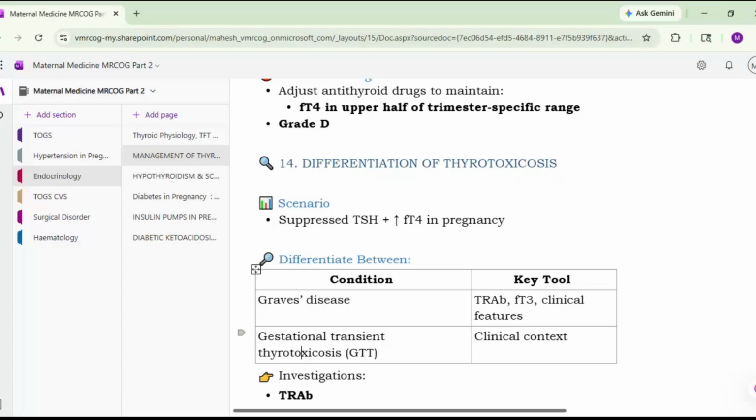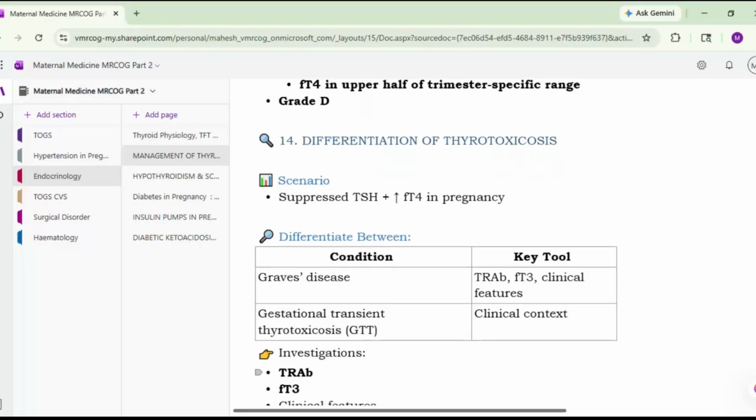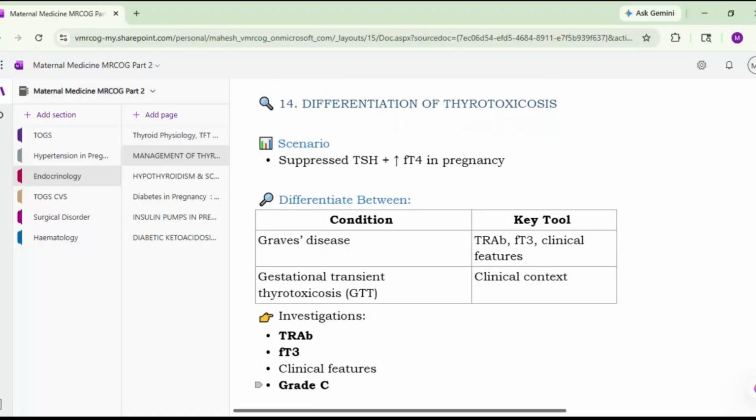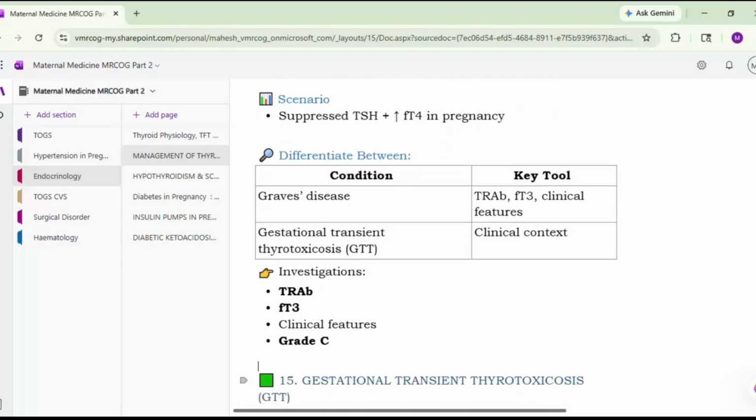And in gestational transient thyrotoxicosis, what is going to happen? The FT3 increase will be just a mild increase. There will be no disproportionate increase. TRAB will be negative and clinical features may not be there. You got it? So that is how, when the patient presents with increased FT4 and reduced TSH, you have to differentiate these two conditions. So you will carry out TRAB, FT3, and you will look into the clinical features.